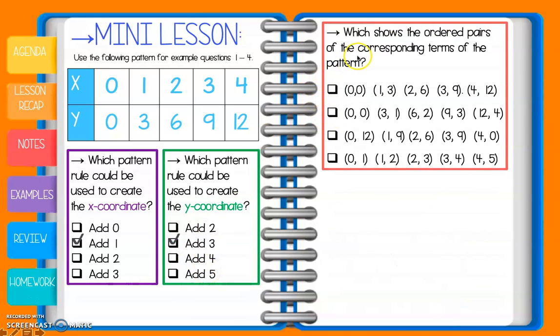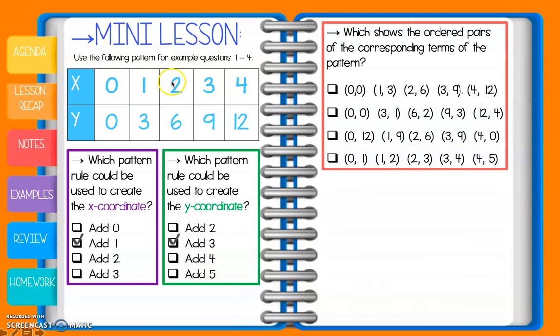Now, our next question says, which shows the ordered pair of the corresponding terms? When we write an ordered pair, first off, it has to be in parentheses, and there has to be a comma between our two numbers. Our x value is always going to come first, and our y value is going to come second. So my first ordered pair is going to be 0, comma, 0. My second ordered pair is going to have a 1 in the x spot and a 3 in the y spot. I see that right here.